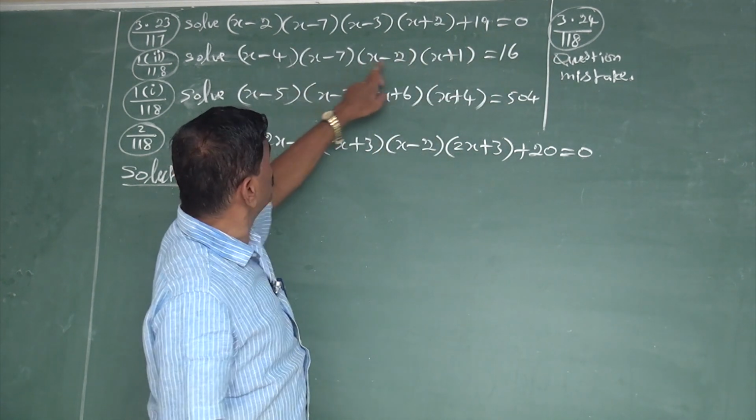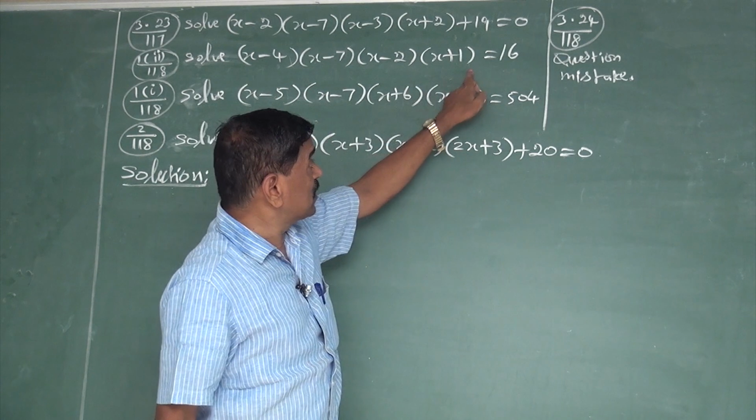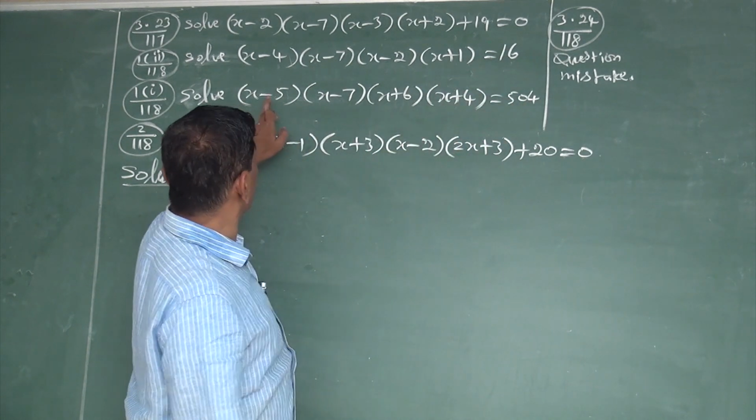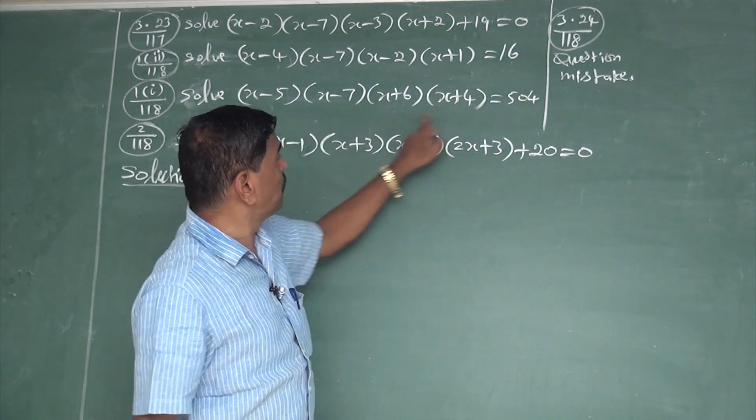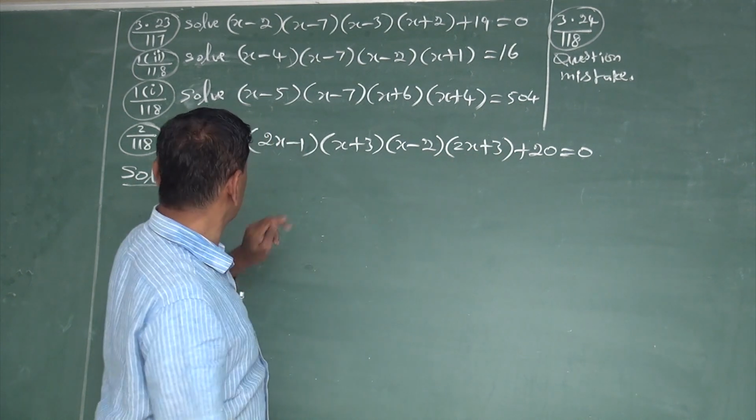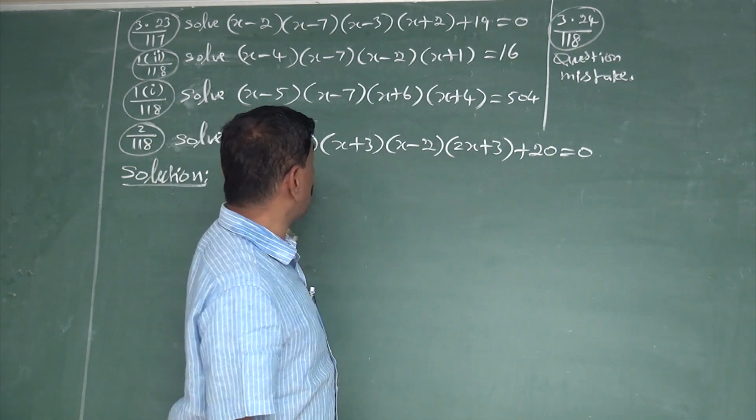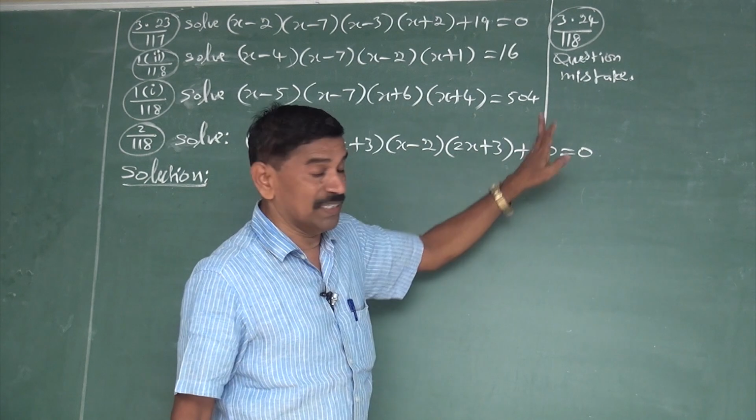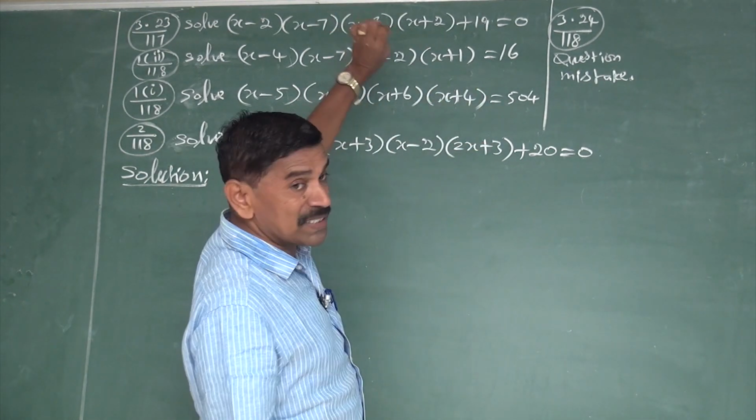Again, 1, 2, 3, 4: product of the 4 factors and a constant. Next, 1, 2, 3, 4: product of the 4 factors and a constant. Next, 1, 2, 3, 4: product of the 4 factors and a constant. These 4 sums are considered the same.